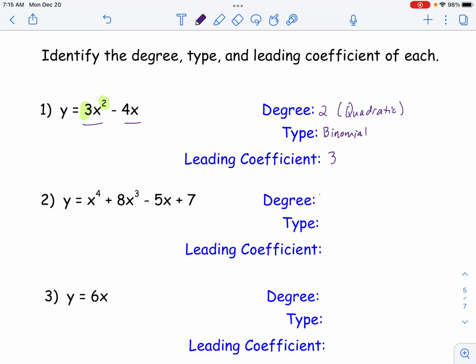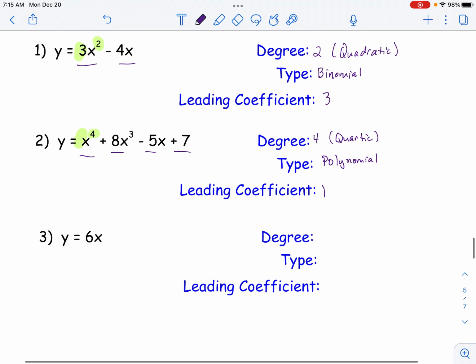All right, let's look at the next one. The degree here is 4, which means it is called a quartic. The type, there's 4 terms, and we don't have a special name for that, so we're just going to call it a polynomial. And then the leading coefficient here, well, x to the fourth is the largest exponent, and there's no number out in front, and so that would be 1. It's not 0. If it was 0, then there would be no x to the fourth. It's 1.